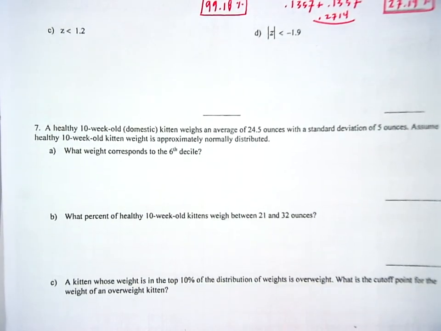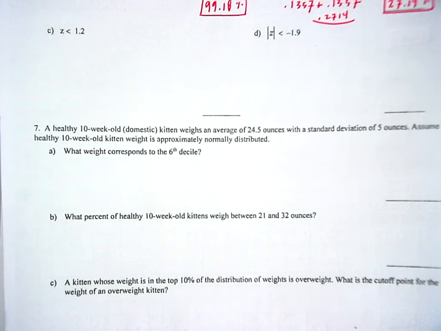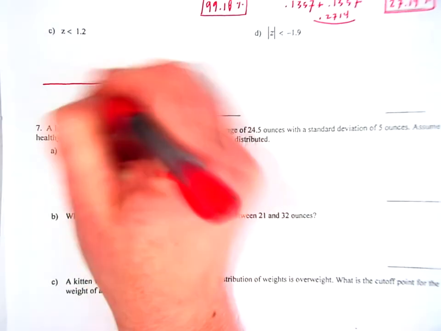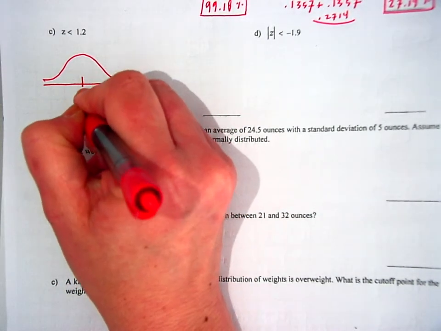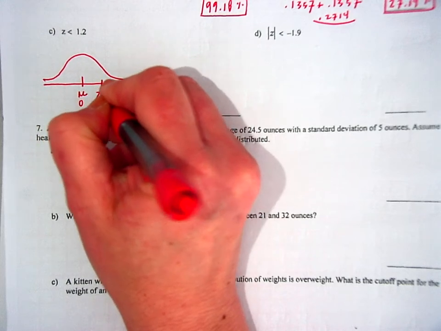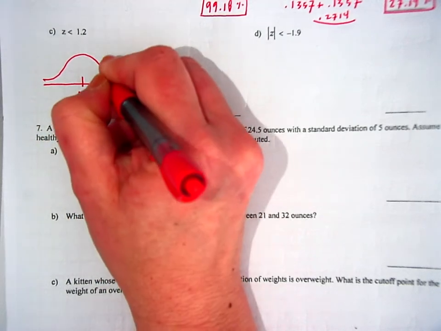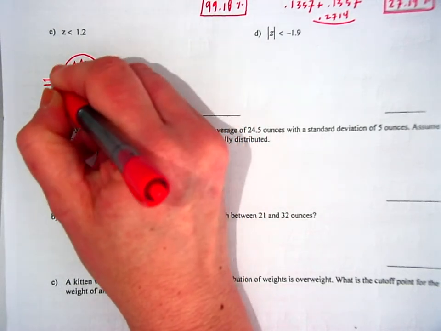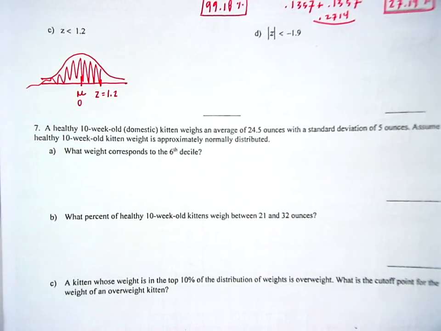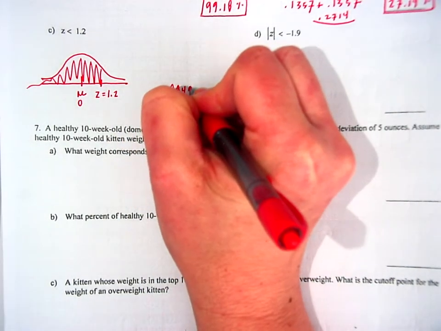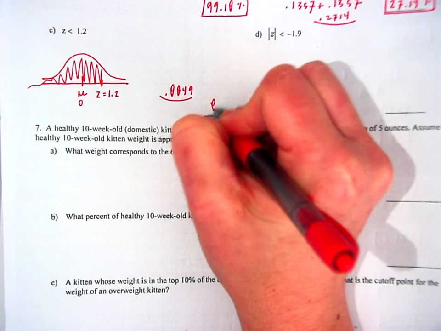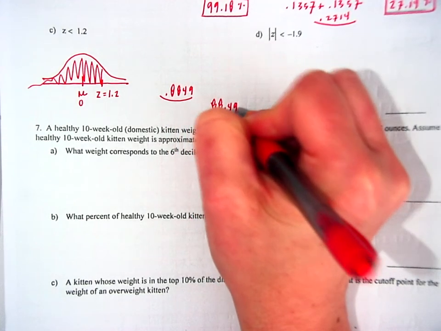Okay, next up. So here z is less than 1.2. So here is my normal curve. Here is my mean, where the z-score is 0, and here is my z-score of 1.2. And I'm saying less than. I love this one. It's the easiest variation because I get to go straight to my chart and look for it. So I get 0.8849, which will be 88.49%.